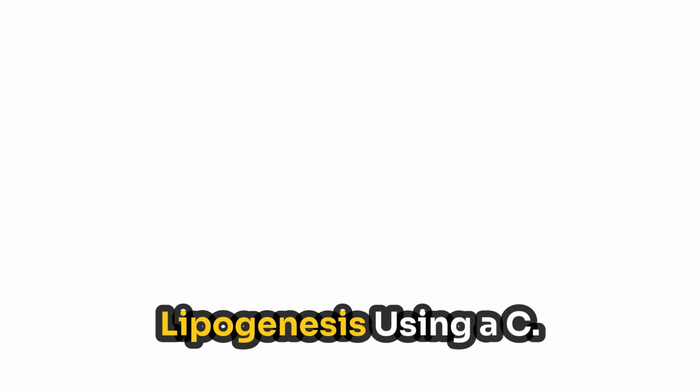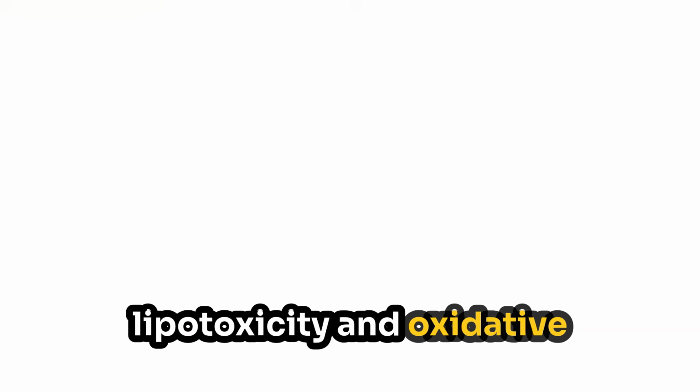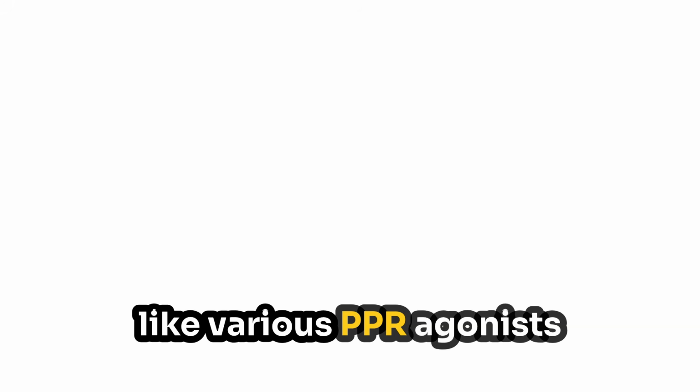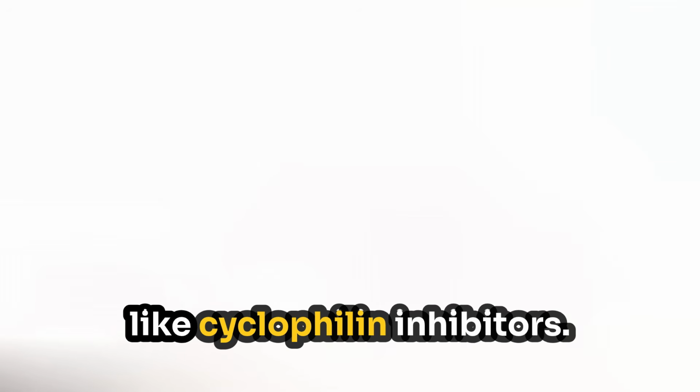Inhibiting de novo lipogenesis using ACC inhibitors or SCD1 inhibitors, modulating bile acid signaling and transport, reducing lipotoxicity and oxidative stress using compounds like various PPAR agonists or FGF agonists, FGF19, FGF21, directly tackling inflammation with inhibitors of key inflammatory mediators like AOC3, CCR2/5 chemokine receptors, or toll-like receptor 4, TLR4, preventing liver cell death pathways like apoptosis using caspase inhibitors or ASK1 inhibitors, or ferroptosis, and even trying to directly block or reverse fibrogenesis pathways using things like cyclophilin inhibitors.